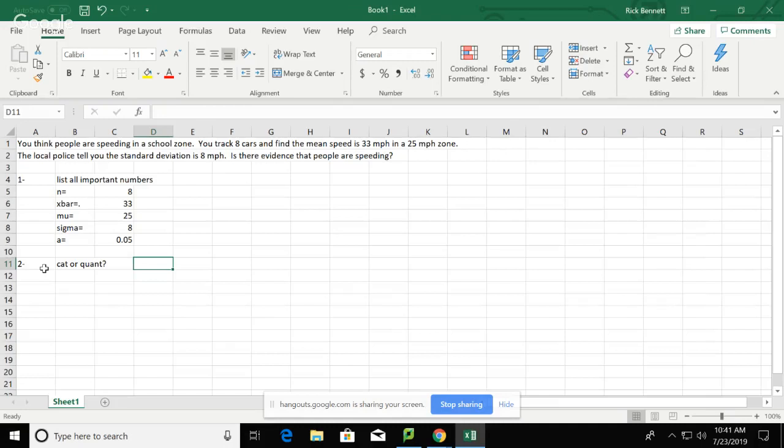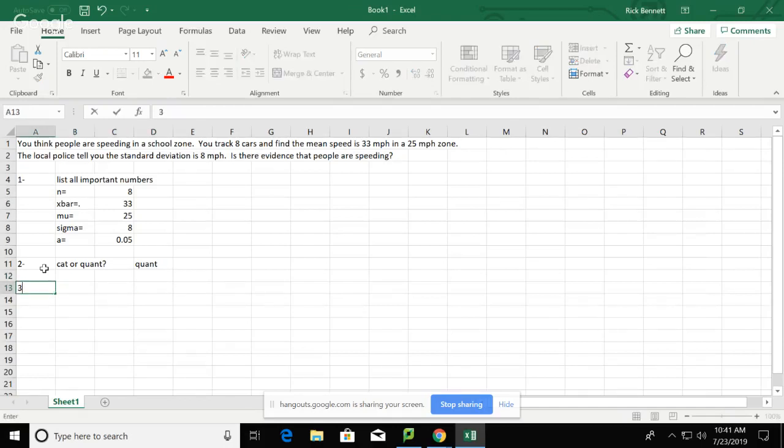Who disagrees with Bettina? Why do you disagree? Because they're either speeding or they're not. Oh, that's interesting. I guess the question is asking if they're speeding or not, not what is their speed. Well, Bettina was right, because their speed can take on lots of different values. Okay, so it's quantitative.